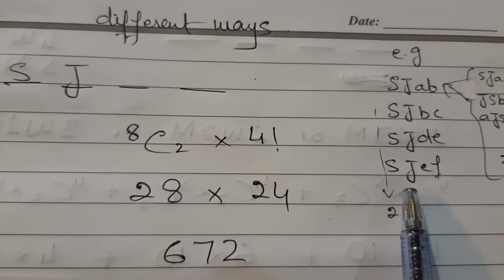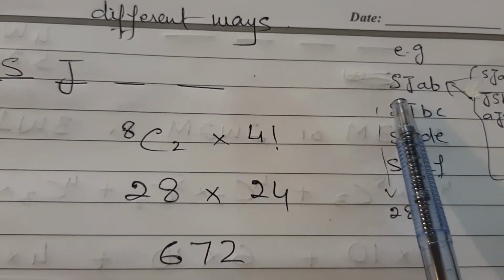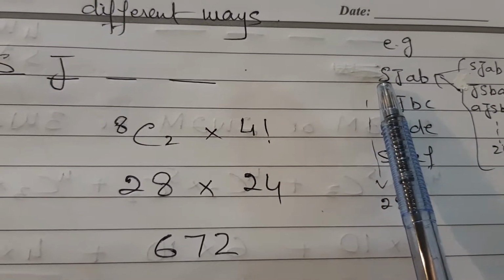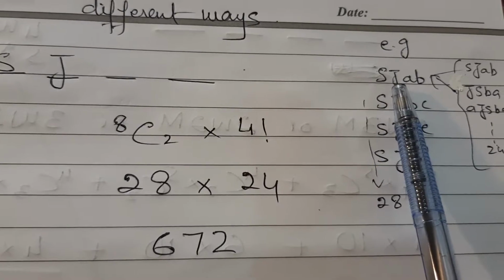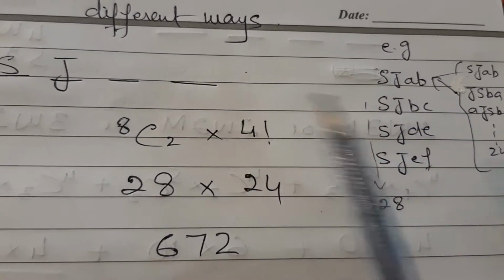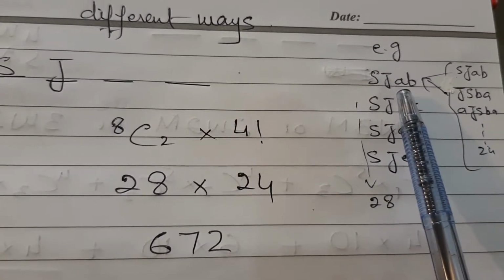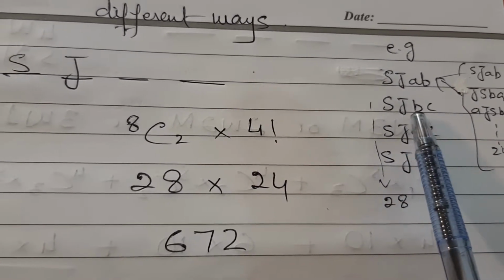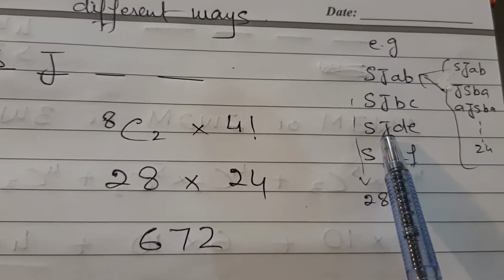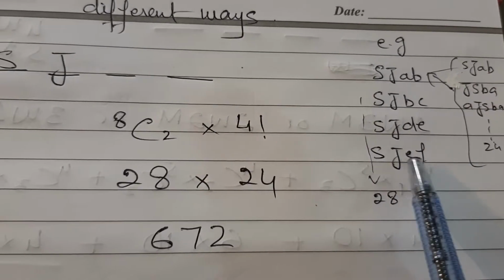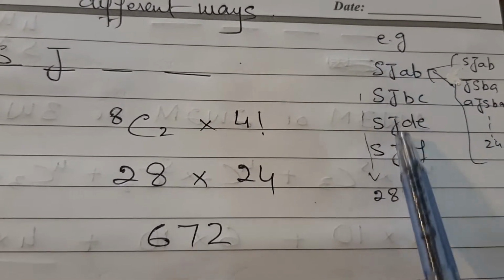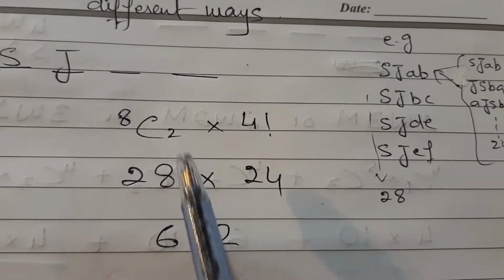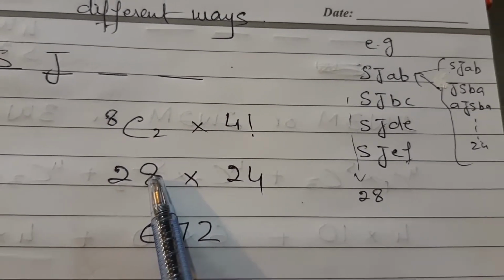Let me explain to you here. For example, in every team, Smith and Jones are here. Beside that, 2 more people from the remaining 8 people. So they may be AB, BC, so SJBC, SJDE, SJEF. So you will find 28 ways here, which is represented by this 28.